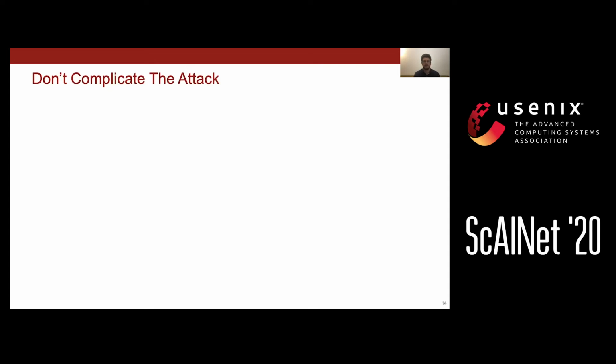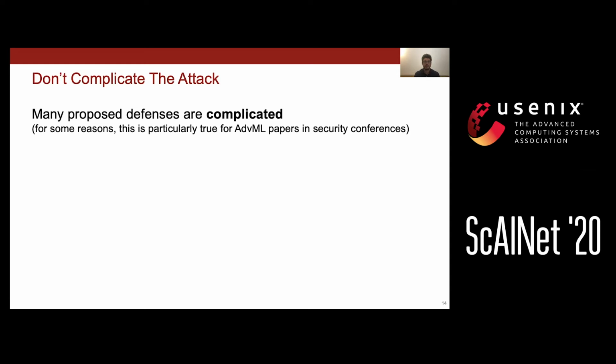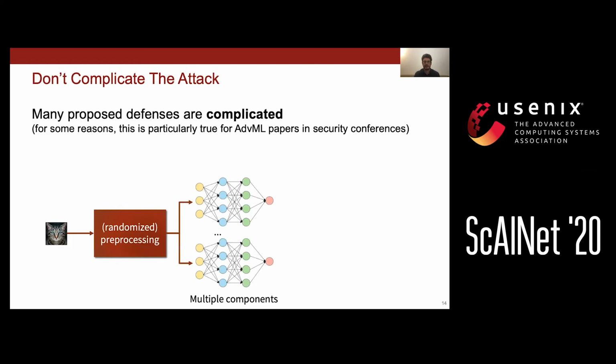So another pattern we noticed in many defense evaluations is just a lot of unneeded complexity. And one reason is that defenses themselves have gotten exceedingly complex. And for some reason, this seems to be particularly true of defenses submitted to security conferences. So as a generic example, it's not uncommon to see defenses that look a bit like this. First, you have some kind of pre-processing that's often randomized. Then you have many different components, often different neural networks, that jointly reach a prediction.